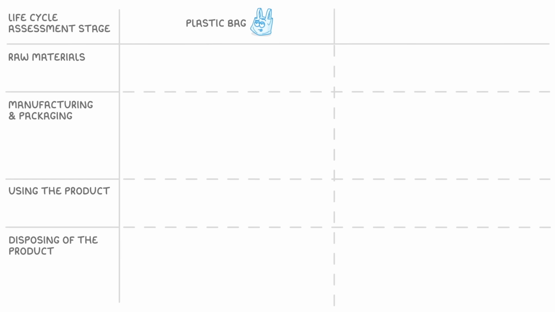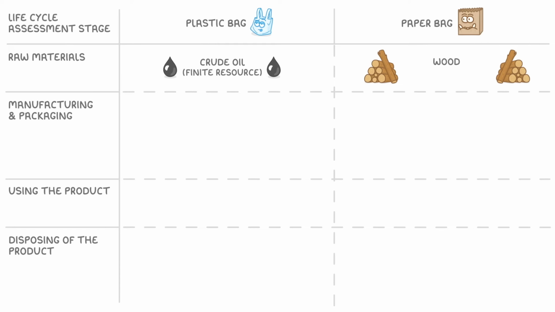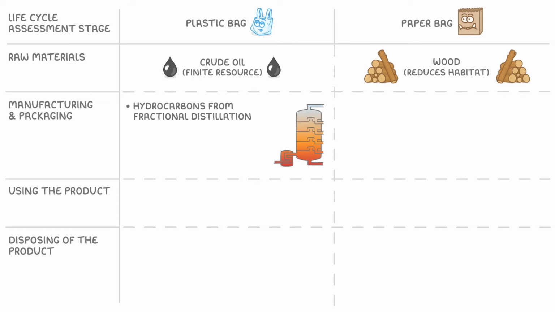Now that we have an idea of the different stages, let's compare plastic bags to paper bags. The raw material for a plastic bag is crude oil, which is a finite resource and has to be separated using fractional distillation. On the other hand, paper bags are made of wood from trees, so reduce the habitat available for animals and plants. For manufacturing plastic bags, the hydrocarbons from fractional distillation will need to be cracked to make alkenes, and then these can undergo polymerization to make plastics.